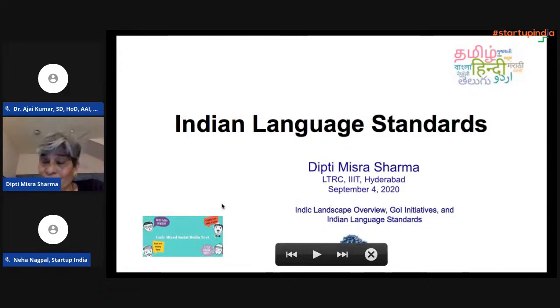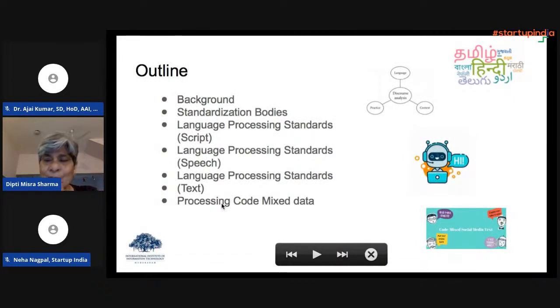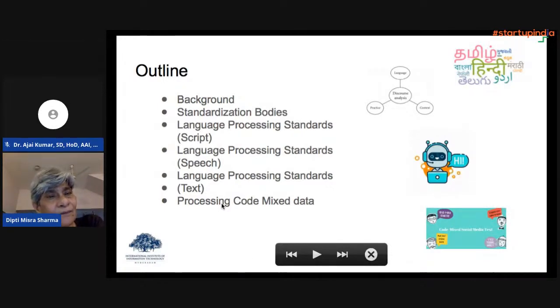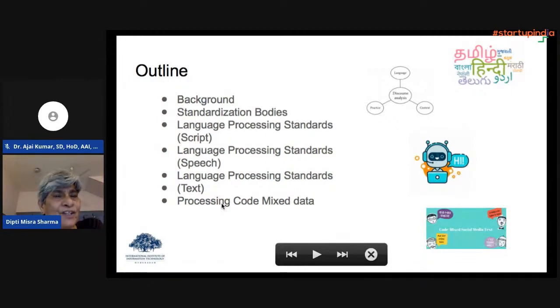So good afternoon, all, and I'll share a few pieces of information about Indian language standards. The outline is basically 3-4 or 5 minutes on background, then the standards for script, speech, text, etc. for Indian languages. Subsequently, I'm not going to use the word Indian language every time, so please read it as Indian language standards.